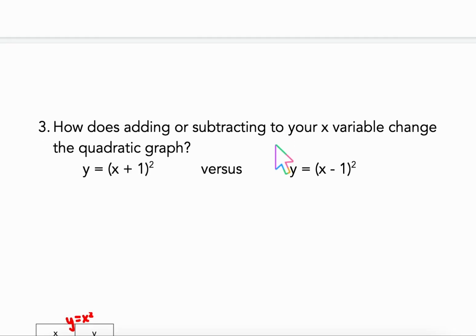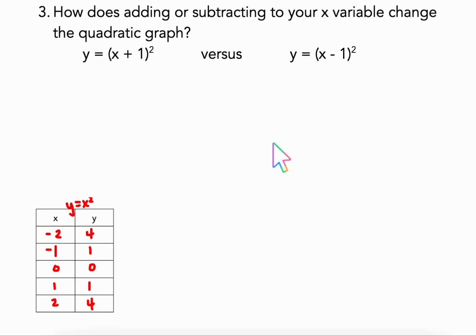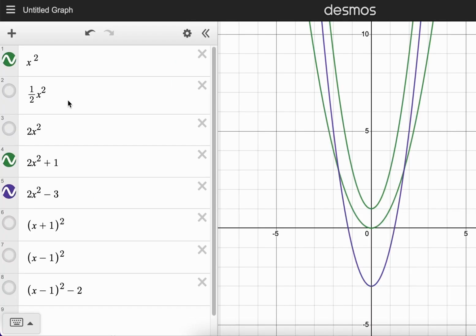Okay, let's move on to the next exploration. How now do you think adding or subtracting to your x variable will change the quadratic graph? So what we mean by this is adding or subtracting from your x value, and that's before you square it. So notice how we have parentheses here, okay? So think to yourself, try and make a prediction before we then hop over to Desmos and actually see for ourselves the results. All right, let's take a look.